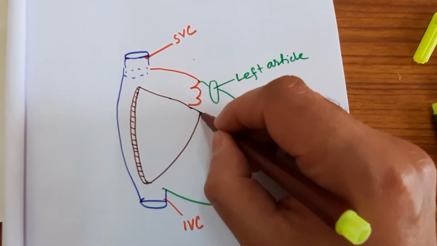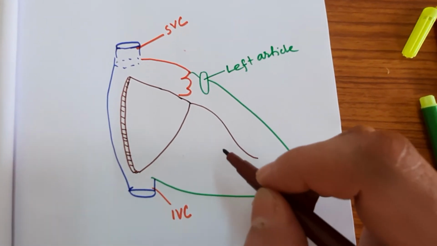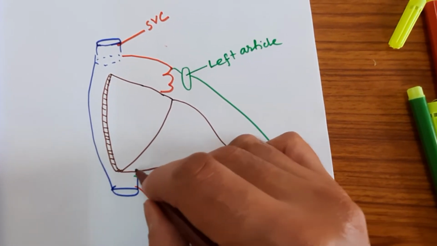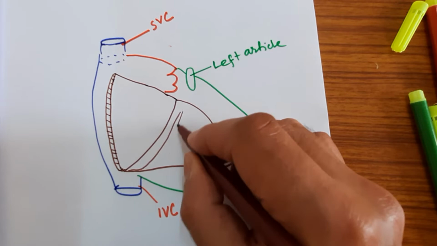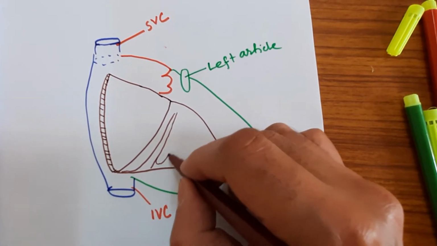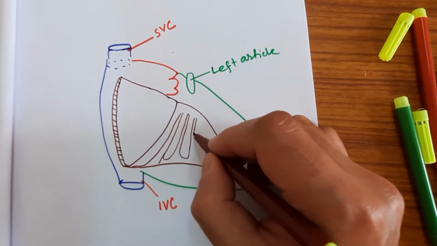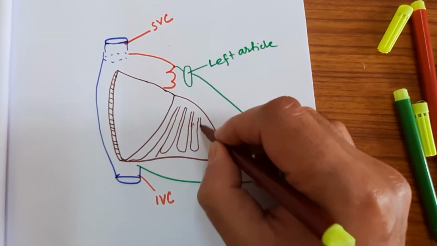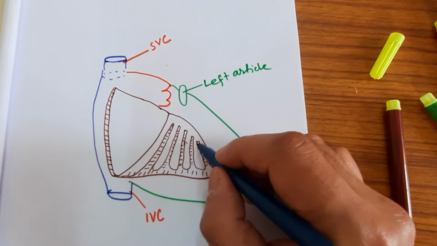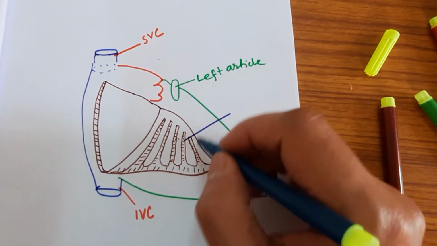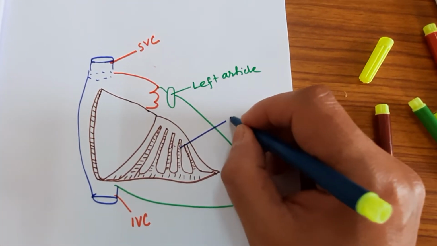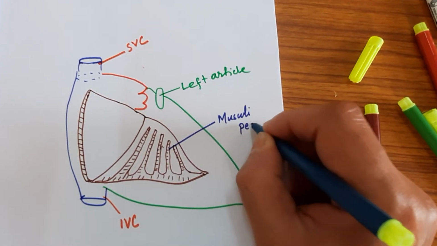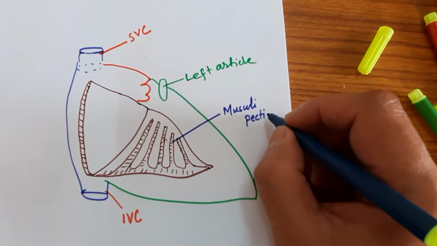After reflection of the heart, this part is the reflected part. In the reflected part, you will get some muscle ridges like this. After cutting, these muscles are known as musculi pectinati.